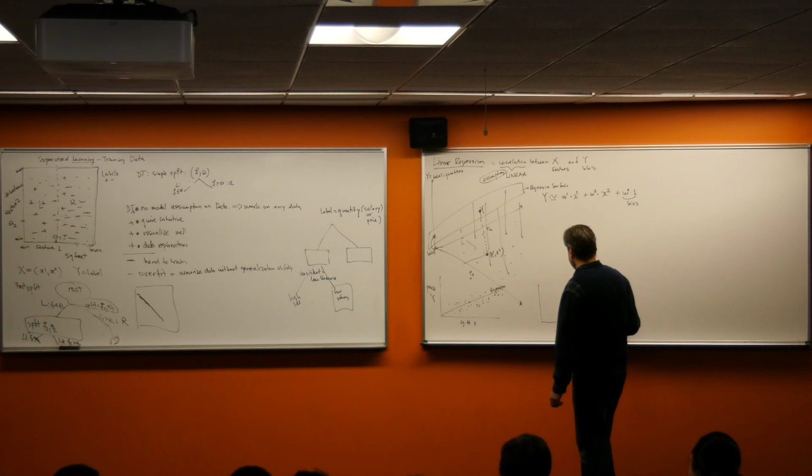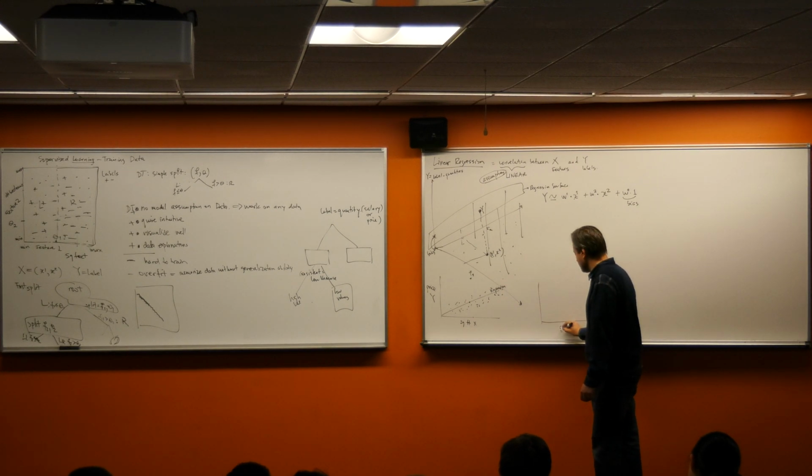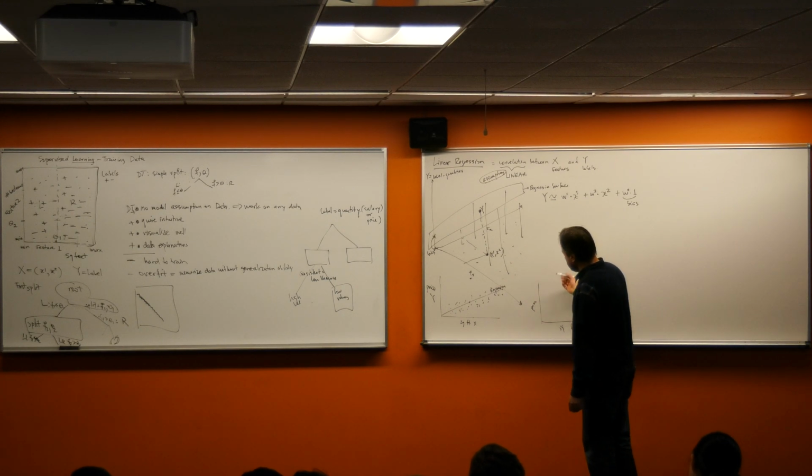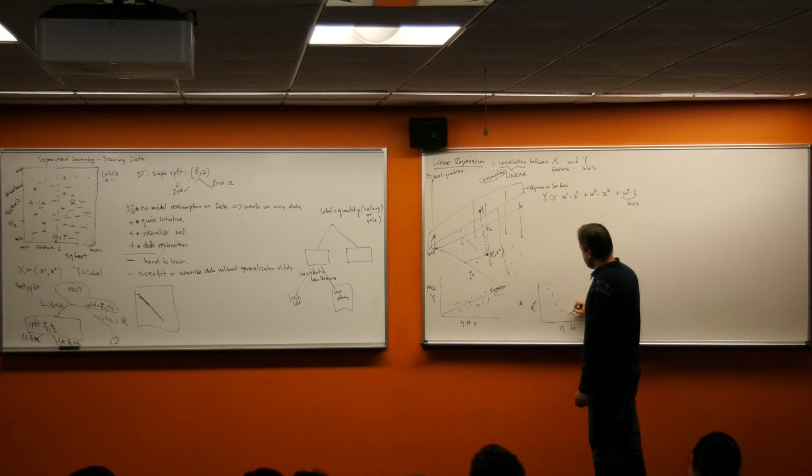Imagine if I have something like this. Here's my square footage. Here's my price. And it doesn't look like a line at all. For some reason, the houses look like that.